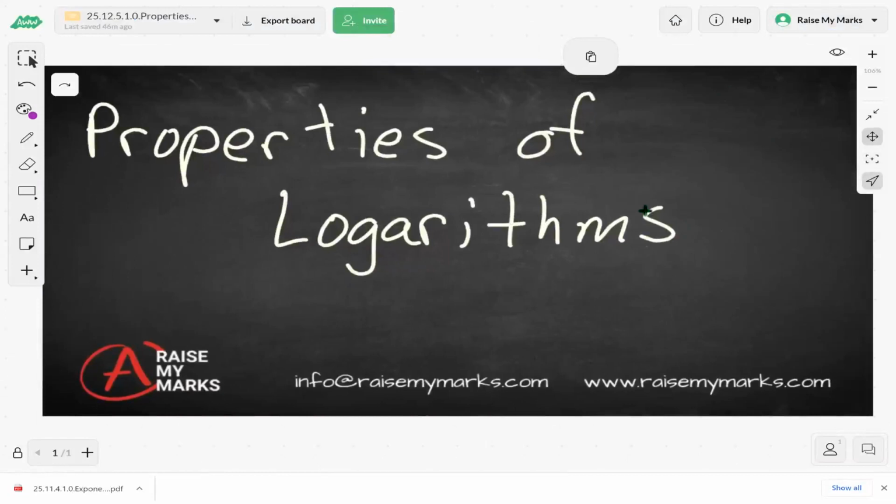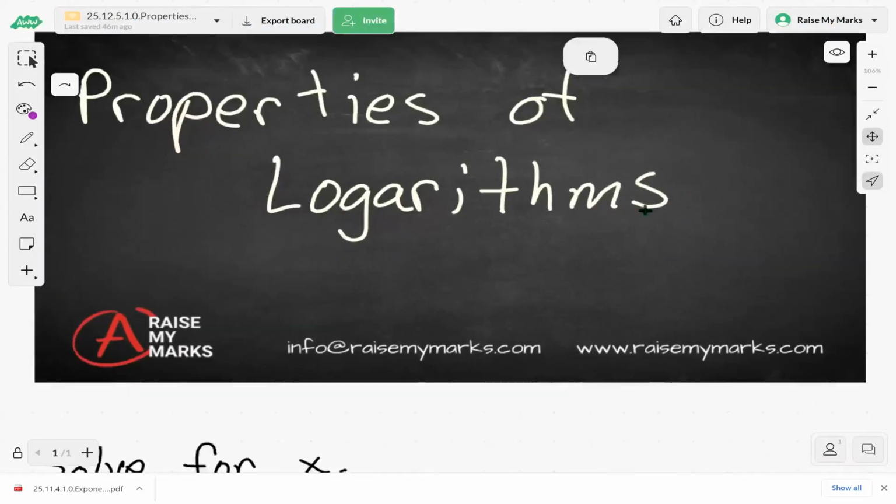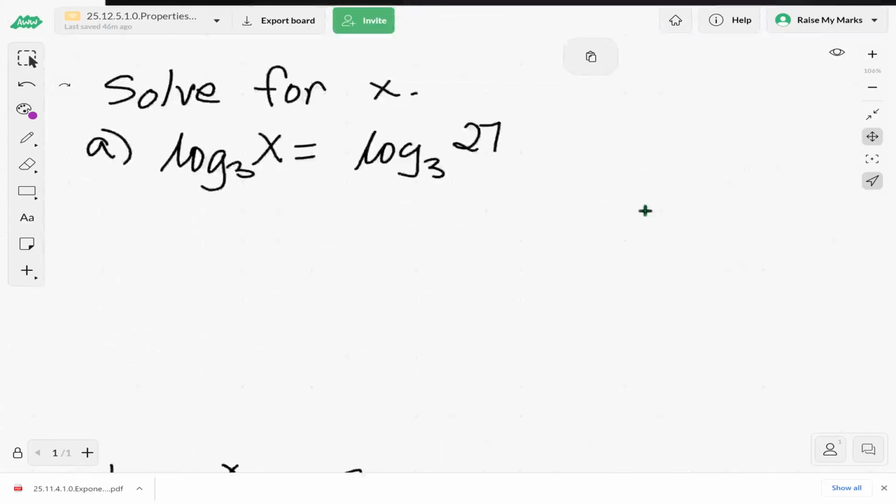So today we're going to look at properties of logarithms. In our first question, we're asked to solve for x. Okay, so let's have a look.